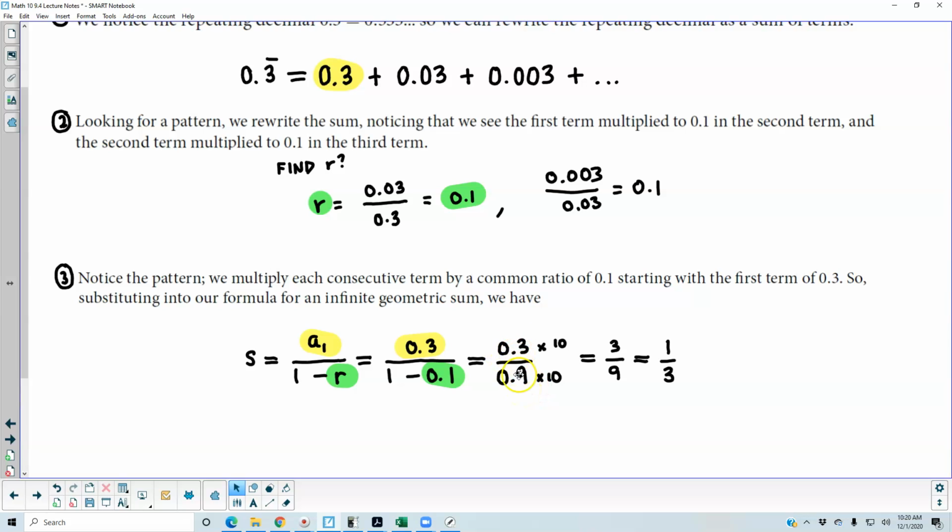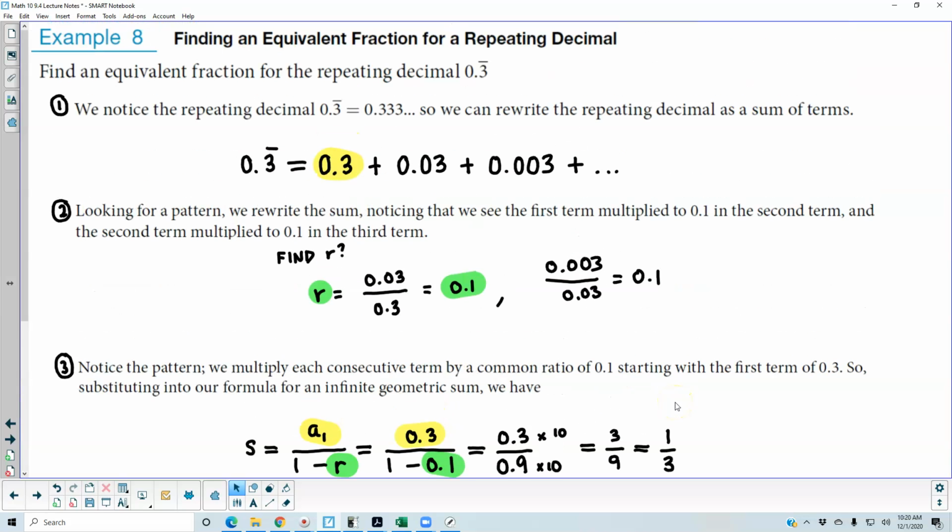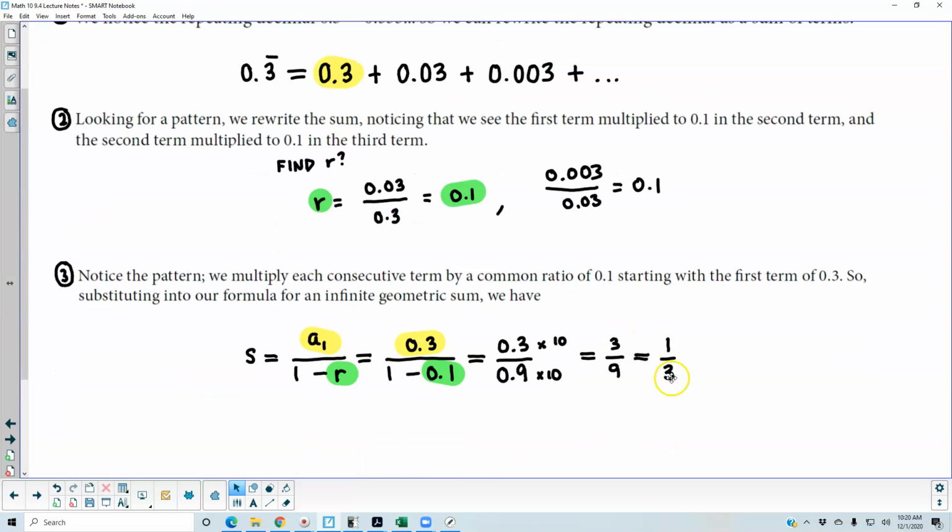If we want to get rid of the decimals, we want to move the decimal 1 place to the right in both, which means we multiply the numerator and denominator by a power of 10. So 0.3 times 10 gives us 3, and 0.9 times 10 gives us 9. So 3/9 is equal to 1/3. So basically we've proved that the equivalent fraction for the repeating decimal 0.3 with a line over it is 1/3.